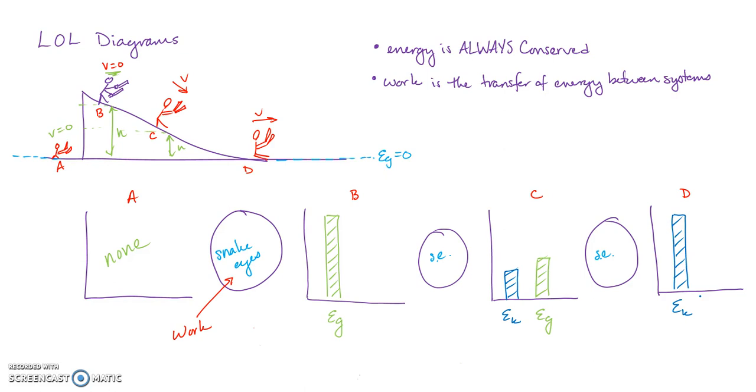This is how we analyze the types of energies present, and we call this an LOL diagram. We choose our system, choose our 0 line, and then we ask ourselves at each location what forms of energy are present. So that's how we do this.